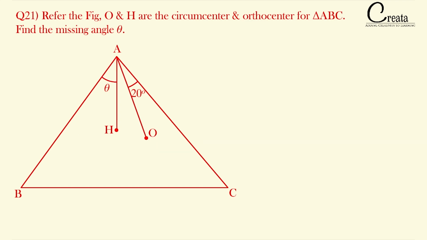So firstly, let's join points B and C with point O. Here O is the circumcenter and we know the circumcenter is equidistant from the vertices of the triangle. That is, OA, OB and OC will be the circumradius and these three line segments will be equal to each other.